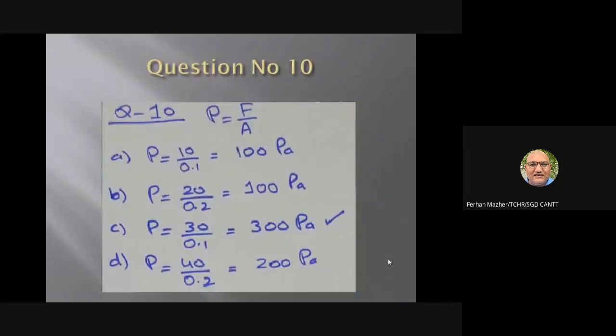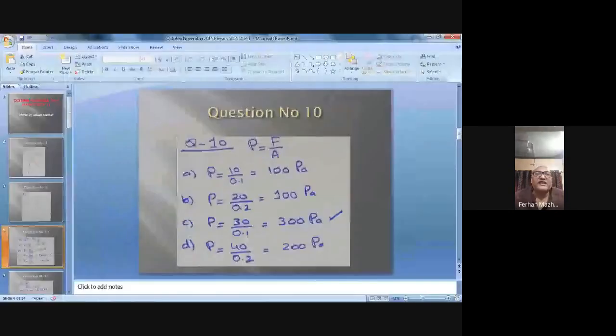So the pressure is equal to force divided by area or weight divided by area. So for all the four options, I will calculate the pressure, weight divided by area. For example, the first one I have done is 10 divided by 0.1. Same I will do with all the four options. So I calculated the pressure. First one is 100 Pascal, 100 Pascal, 300 Pascal, 200 Pascal. So C is the right answer because he also gave the 300 Pascal value.